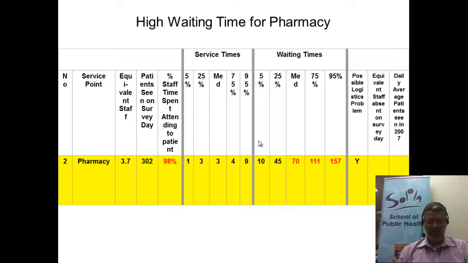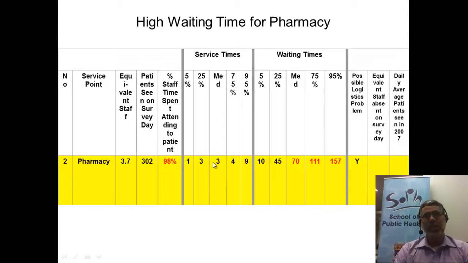Well, what have you found? Have you discovered any of them that were? Okay, so let's look at the table together then. Clearly there's a high waiting time, on median 70 minutes. Some patients wait more than 2.5 hours to get a service at the pharmacy.